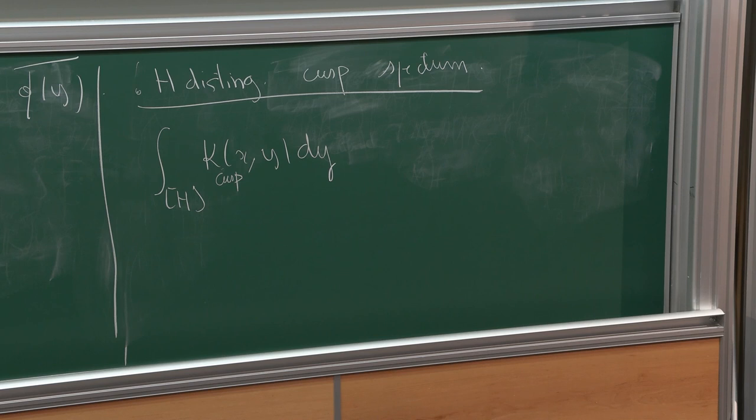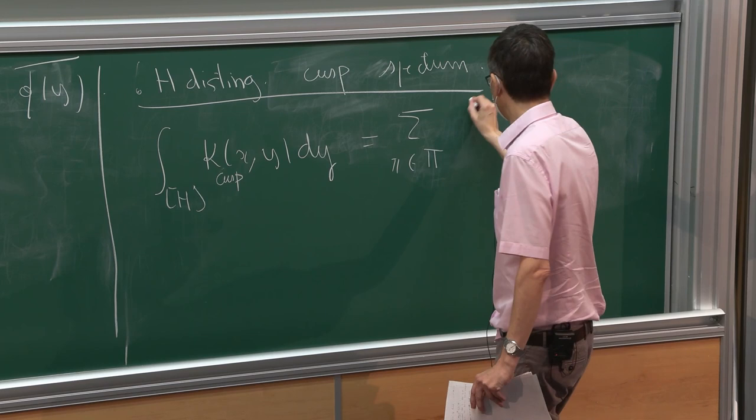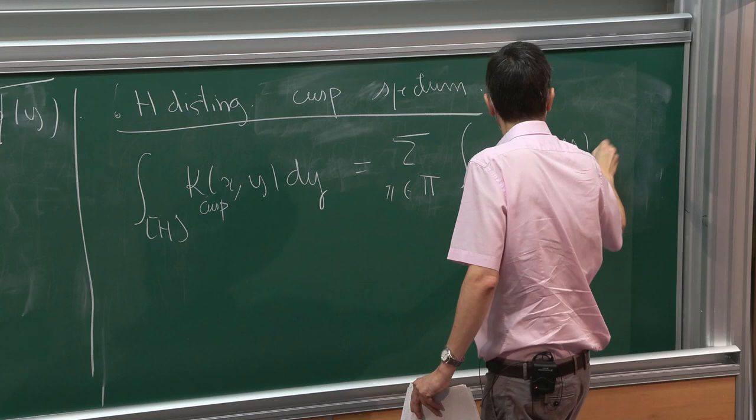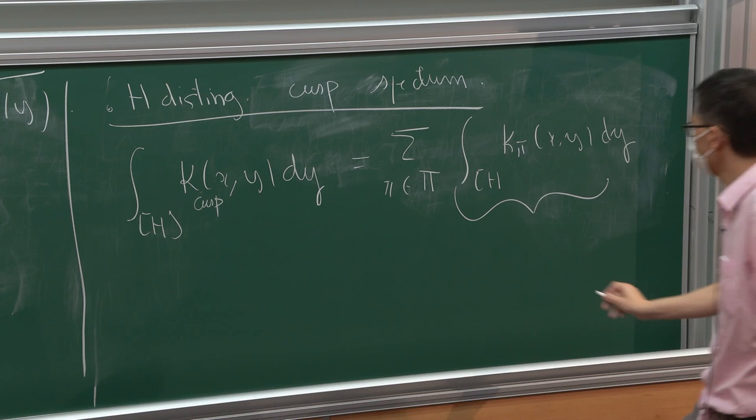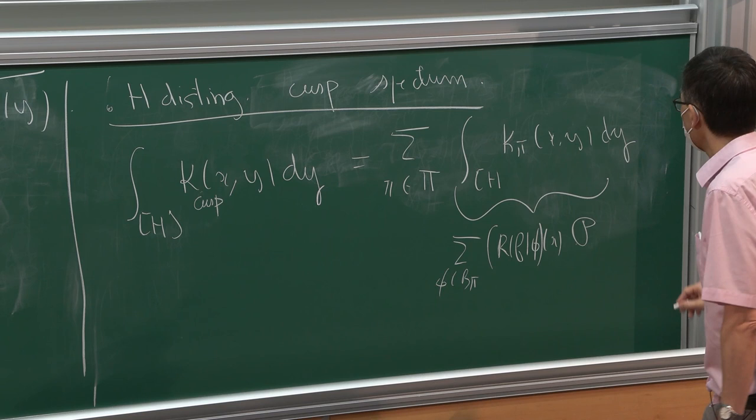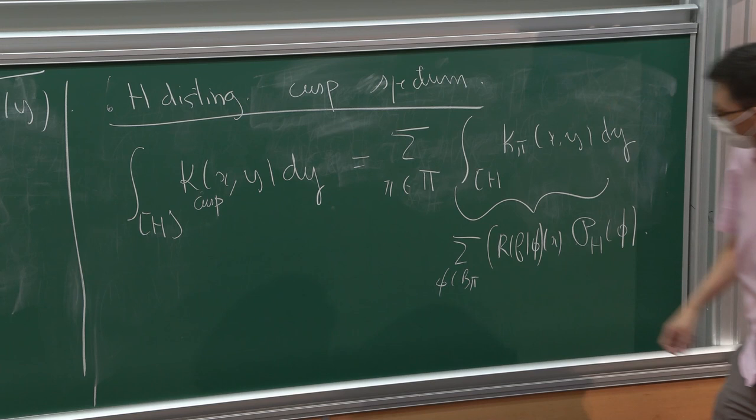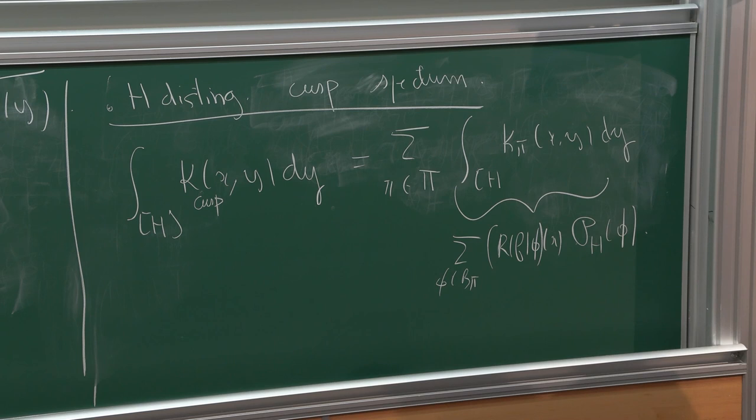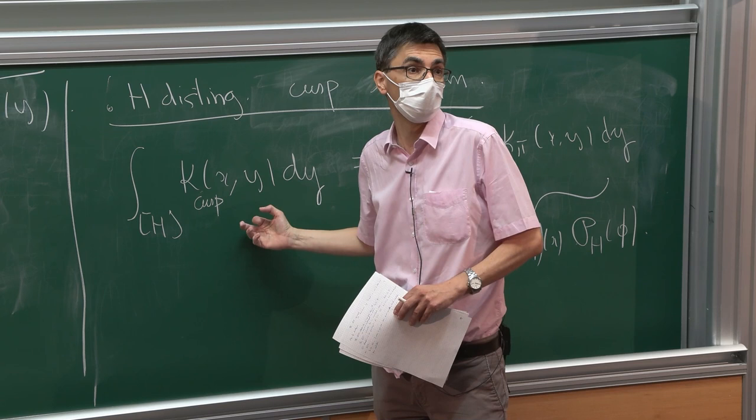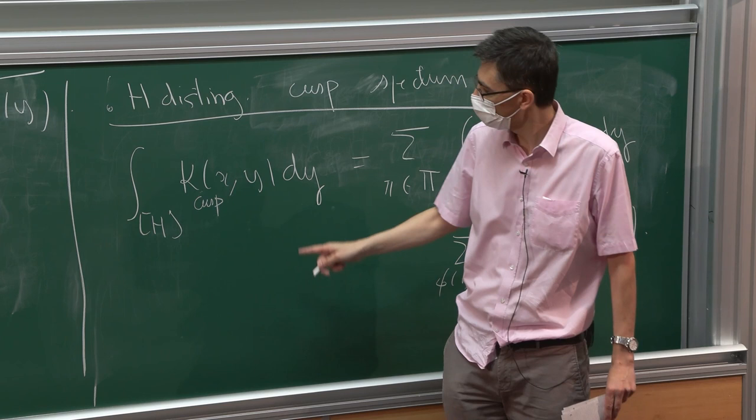We can decompose it. This is a sum over the cuspidal representations of H of K pi of x, y dy. And each integral is a sum of phi b pi, R f phi of x times the period of phi. So by integrating over H, we end up only with H distinguished cuspidal representations. So this integral contains all the information about the H distinguished cuspidal automorphic spectrum. Okay, but in practice, when we want to extract information from this, it is more convenient to also integrate over the variable x.